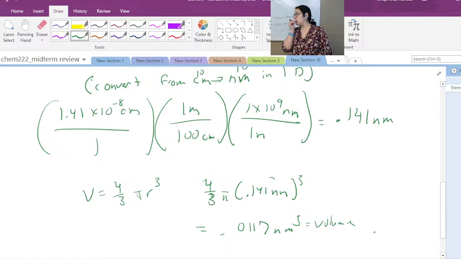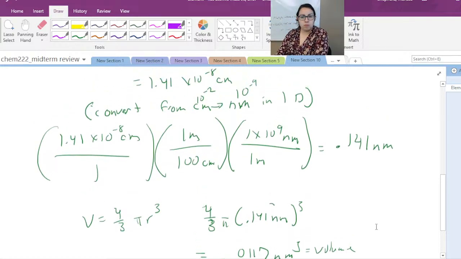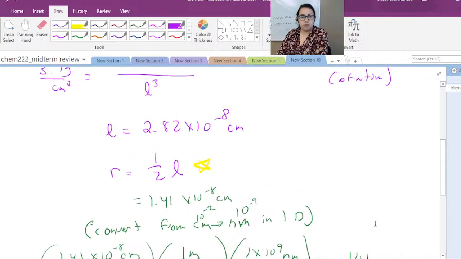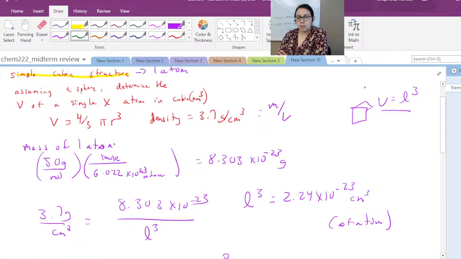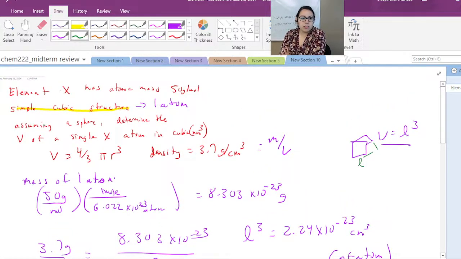Question: why is this number, like before we got 2.24 times 10 to the negative 23rd centimeters cubed, what is that representing? That's the L of your cubic structure. When you have your crystal structure, you have what's called your unit cell, which is a square, and that corresponds to L. Then you have to look at whether it is simple cubic, face centered, or body centered, so how many atoms are in this cube. They're all of the L length, but with the simple one we just have one, and so on and so forth.